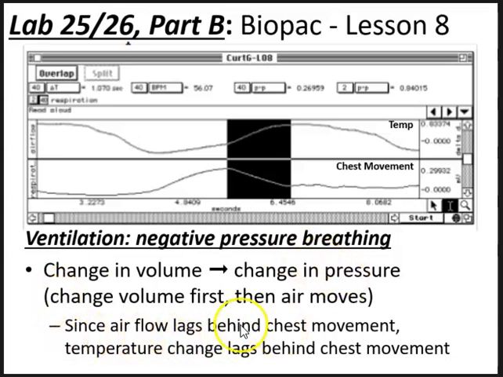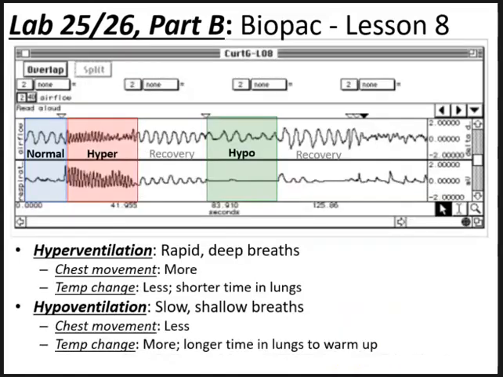Now, since airflow lags behind chest movement, the temperature change will lag behind chest movement as well. Okay, so again, the order of events, we have a change of volume first, then the air moves, then we have temperature change. So this is ventilation. This is what we are looking at in these recordings.